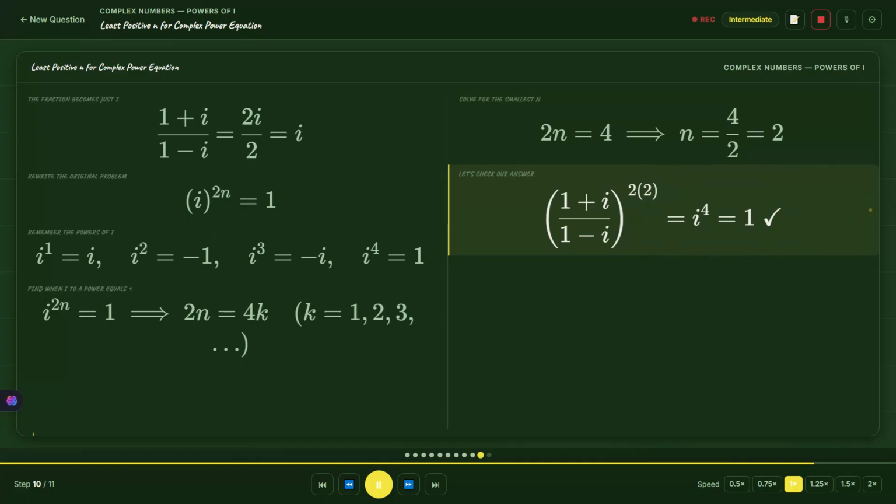Let's check. Put n equals 2 back in. We get i to the power 4, and we know i to the 4 is 1. It works perfectly.